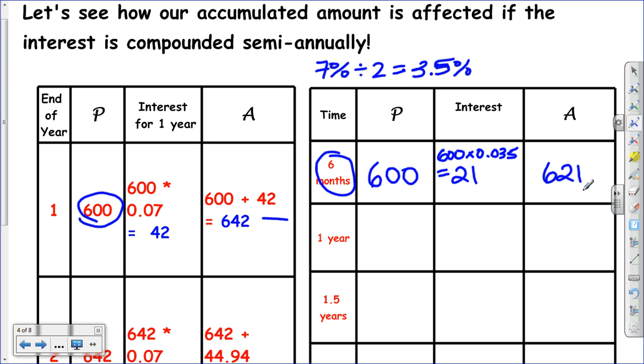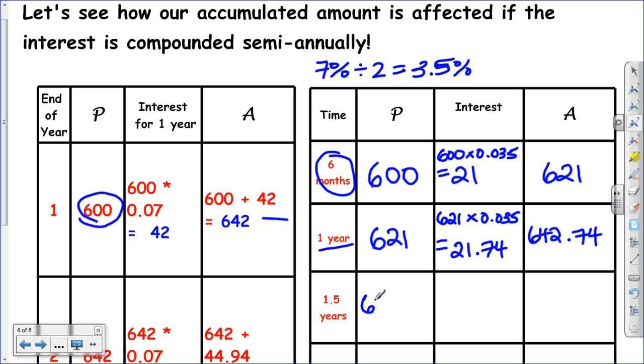Now, because this is compound interest, the $621 now becomes your new principal, so $621. So at the end of the first year, we still need to get the remaining 3.5% on our money because we've only been given 3.5% of the 7%. So it's going to be $621 times the remaining 3.5%, which is 0.035, for a total of $21.74. Adding the principal to the interest gives you $642.74.